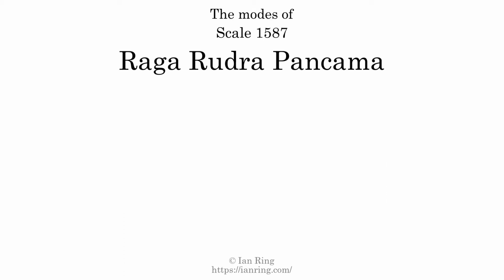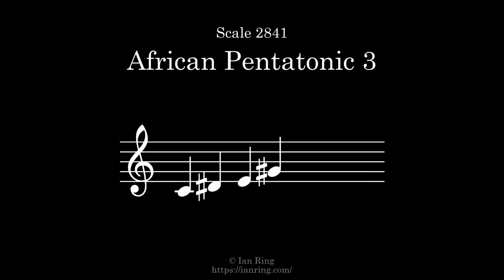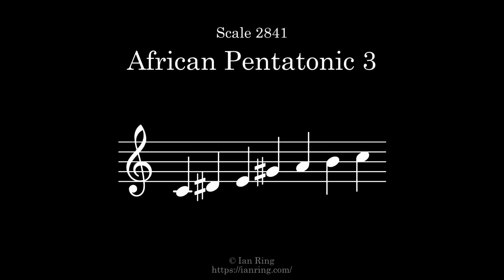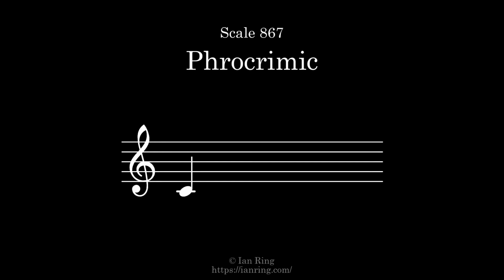This scale has 6 modes. The first mode is itself. The second mode is scale 2841, also known as African pentatonic 3. It sounds like this. The third mode is scale 867, also known as Fracrimic. It sounds like this.